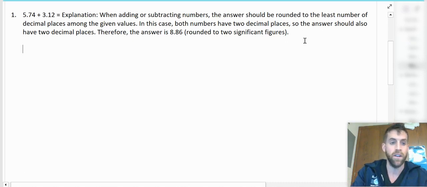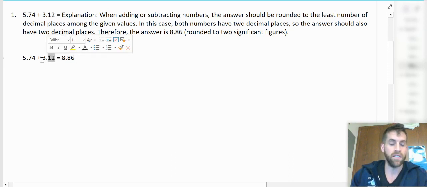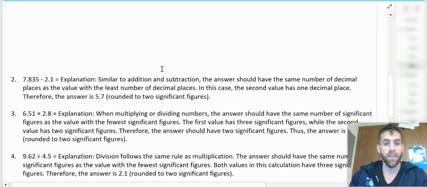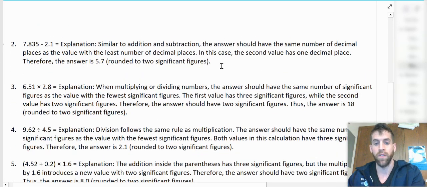As we can see here, if we take 5.74 plus 3.12, it does indeed equal 8.86. What we need to look for here is the 0.12 and the 0.74. The tenths place is the 7, the hundredths place is the 4, the tenths place is the 1, the hundredths place is the 2. And as you can see, it does indeed satisfy the smallest number of decimal places. More questions to come here to help you understand.